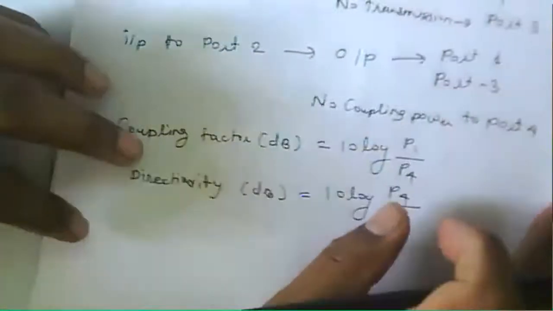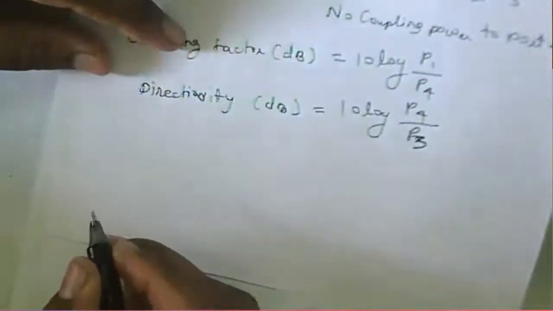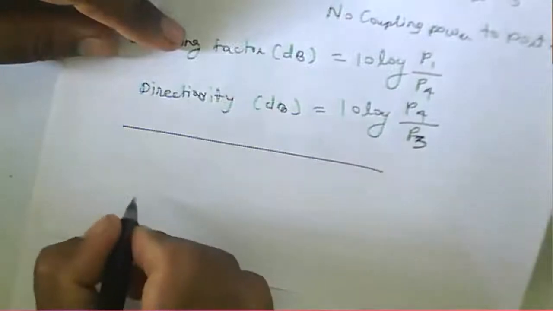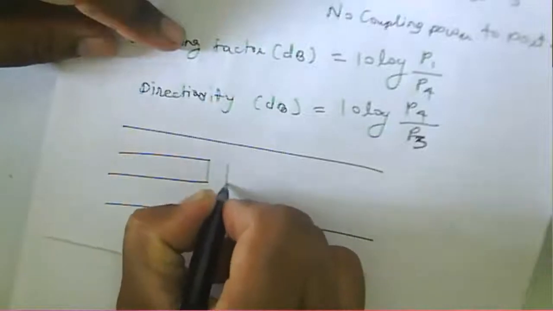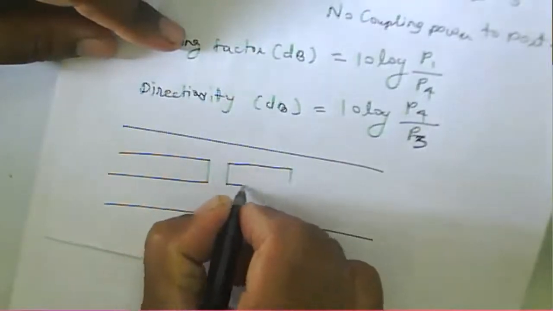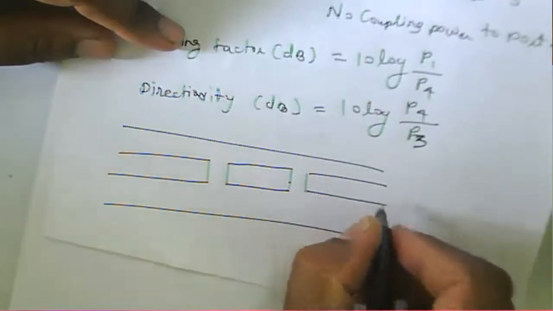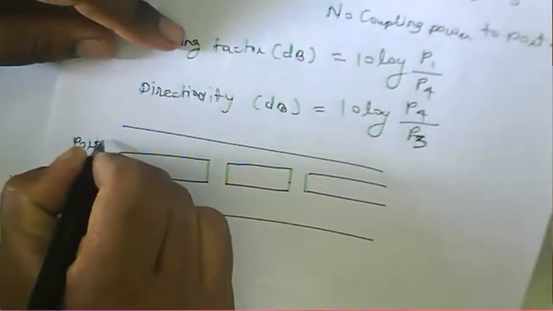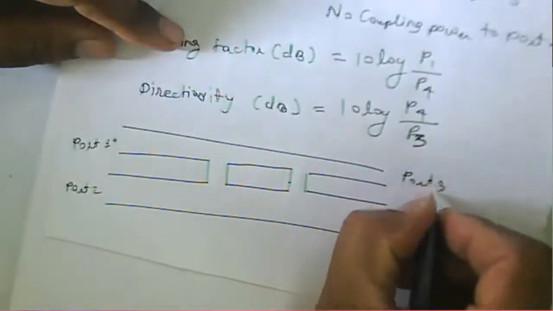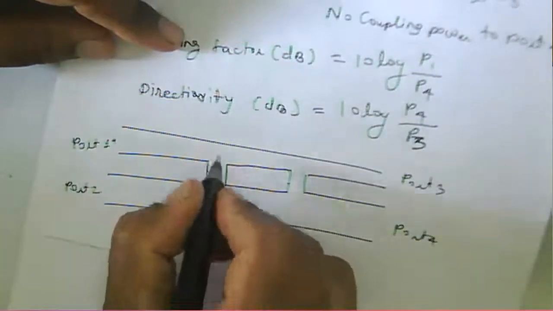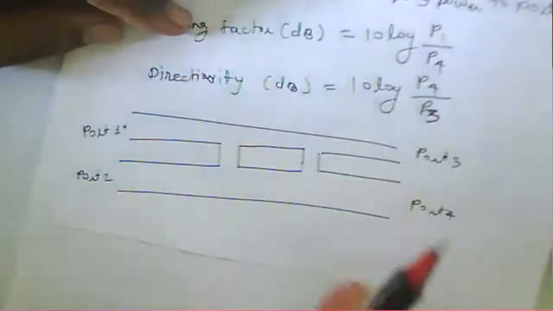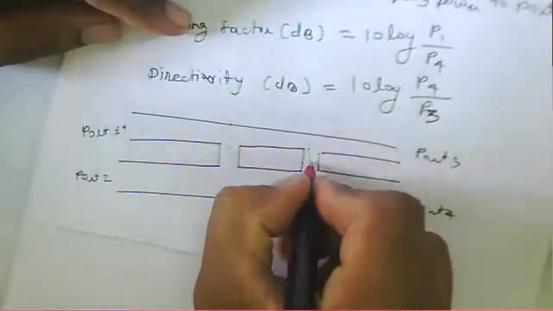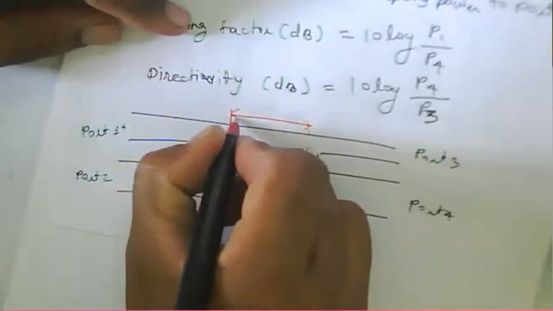Now consider a simple two-hole directional coupler. In a two-hole directional coupler, what happens? This one is your main waveguide. In this main waveguide, this is a hole. This is your waveguide here. This is port 1, here are port 2, port 3 and port 4. Now these are the two holes. What happens in this particular case? These are the two holes.